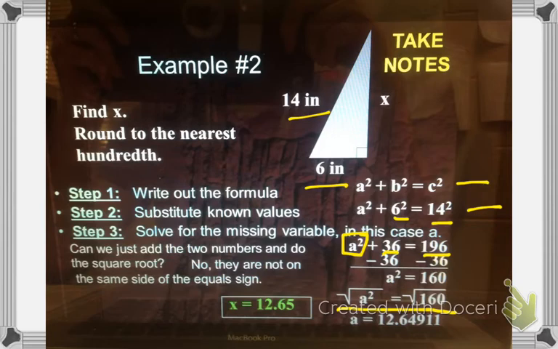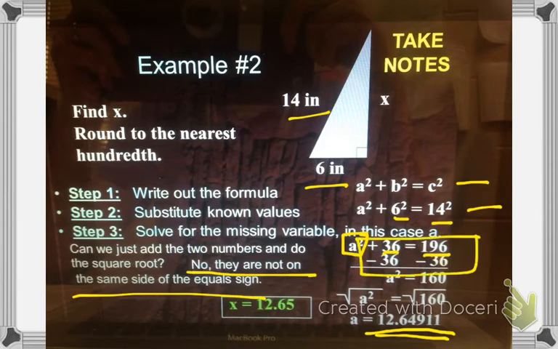So in the end, what you get for an answer is 12.64911. Okay, so the square root of 160 is about 12.65 when I rounded it to the nearest hundredths place. So if you see here, we solved. Can we just add the two numbers and do the square root? No, they are not on the same side of the equal sign, so I have to do that little two-step equation part, okay? Where we subtract the 36.